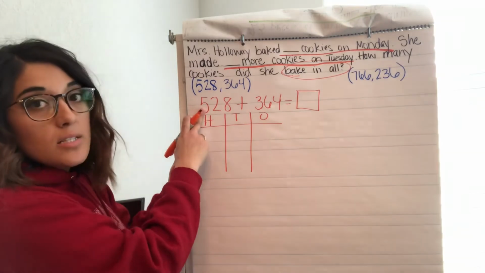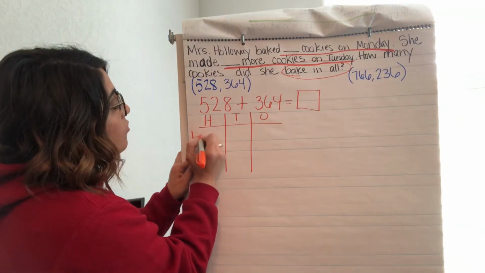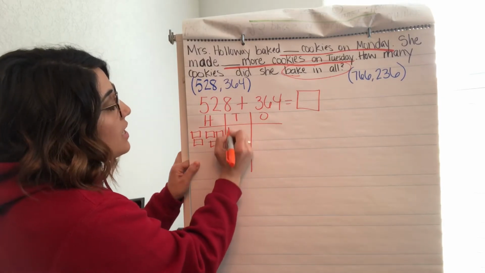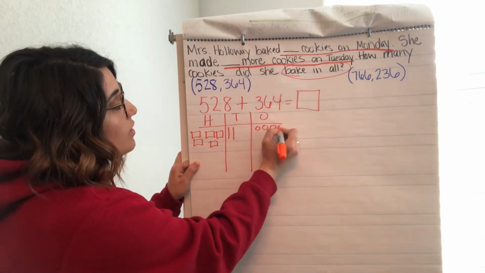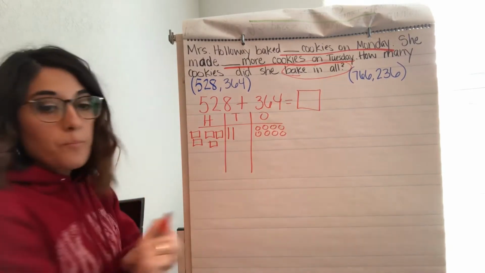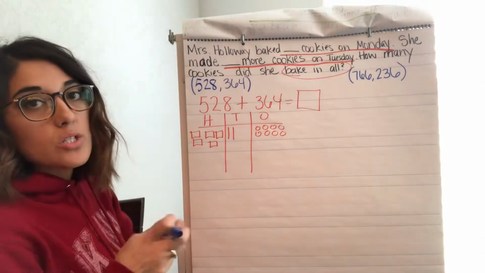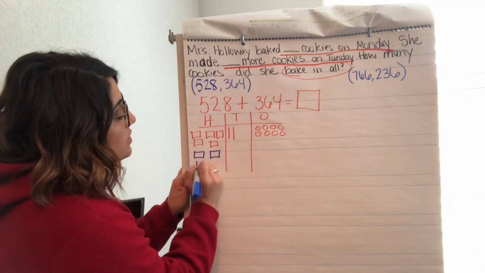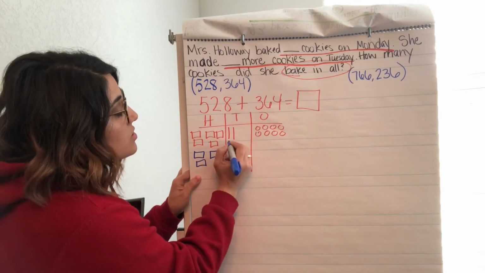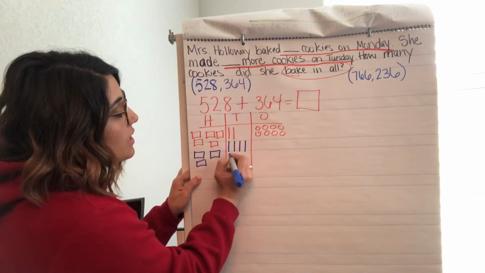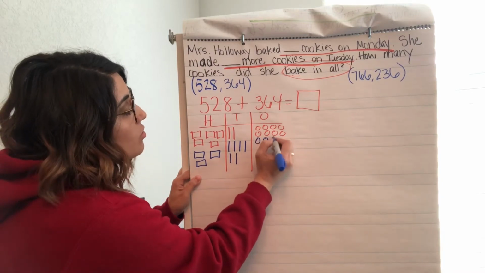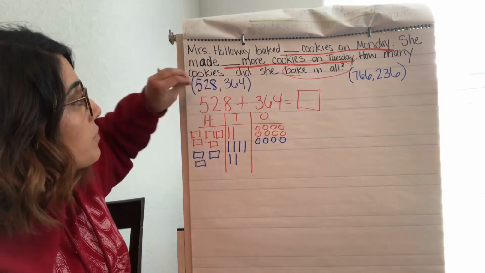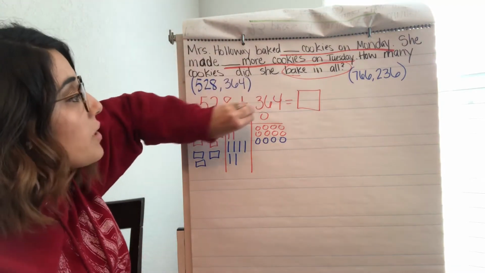So I'm gonna take my first number and draw out my hundreds. So I have 100, 200, 300, 400, 500, 10, 20, 1, 2, 3, 4, 5, 6, 7, 8. All right, I'm gonna draw my second number, which is 364. So I'm gonna do 100, 200, 300, 6 tens or 60, 10, 20, 30, 40, 50, 60, 1, 2, 3, 4. Now, if we go back to what we're doing, this is how many Mrs. Holloway made on Monday. This is how many cookies she made on Tuesday.